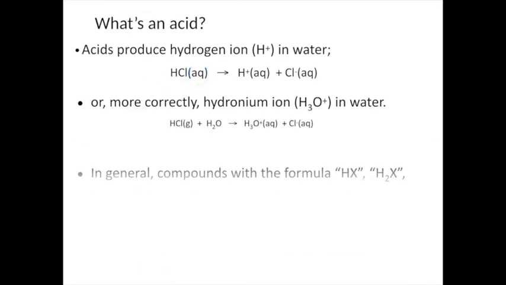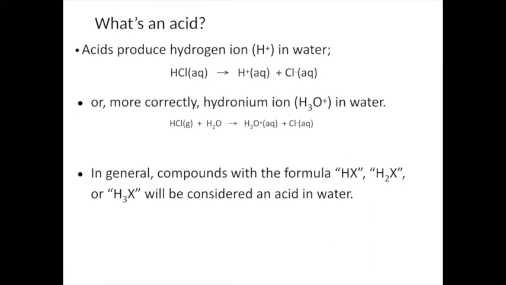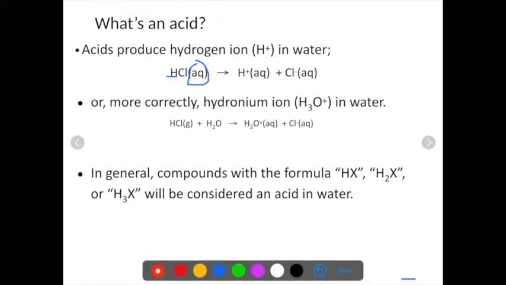Okay. So the general formula is going to be HX, H2X, H3X, depending on which ion we're talking about. HX, an example would be HCl. H2X would be H2SO4. And then H3X could be H3PO4. Okay, so these are examples of different acids with those formulas.